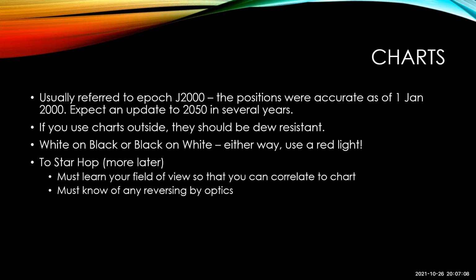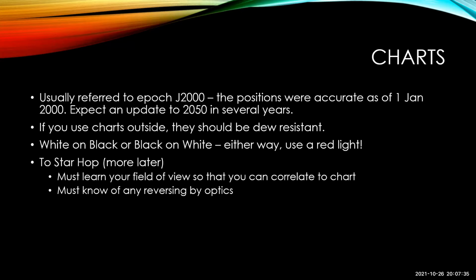But I don't think you would find it noticeable for the most part. I would expect for new charts to be printed for the year 2050, but I really don't think you would see that until 2035 maybe. So if you want to buy some J2000 charts now, I would urge you to do that. They'll be accurate for many years to come.